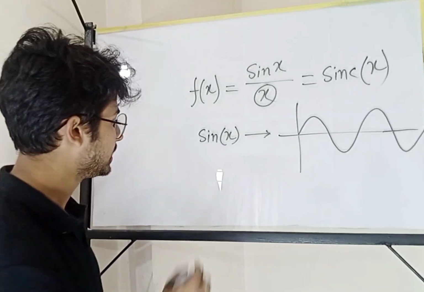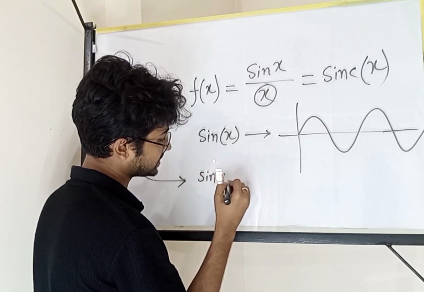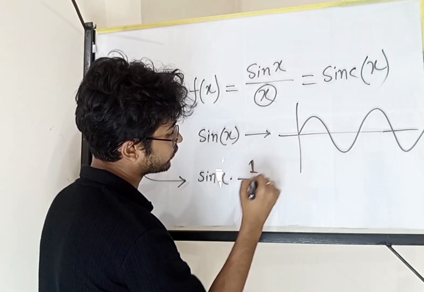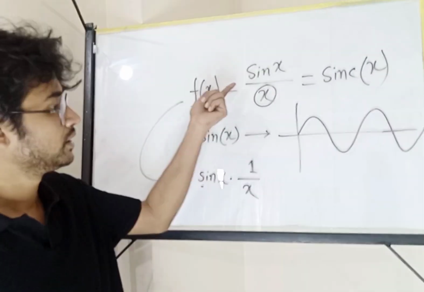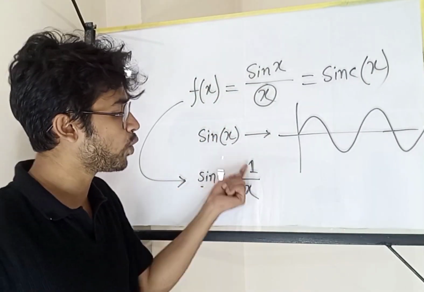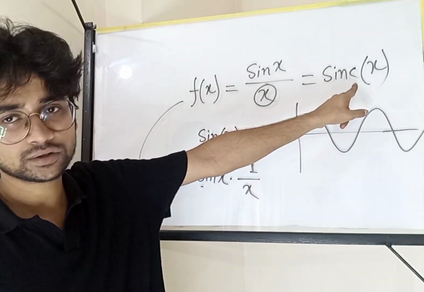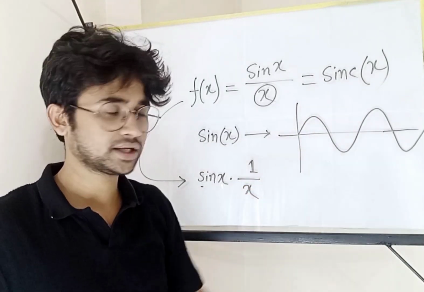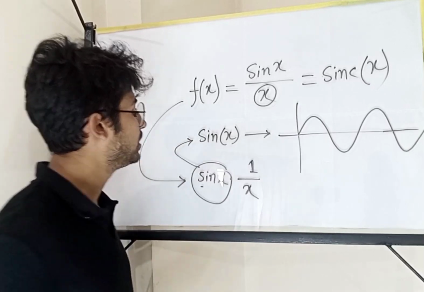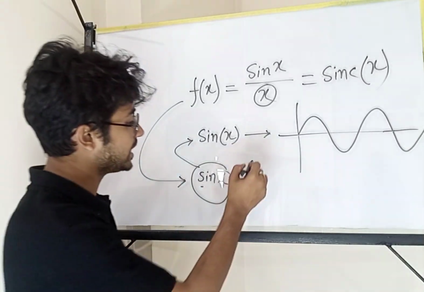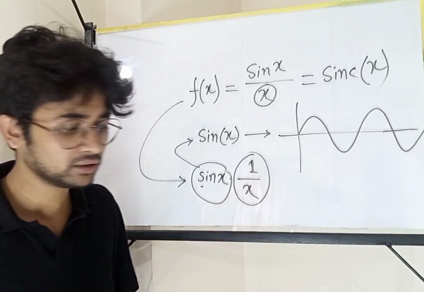You can write that if I write sine of x into 1 over x, this is equivalent to this, right? I'm just multiplying sine of x into 1 over x, which is nothing but this thing, and which is also called the sinc of x, the sinc function. So I have got the graph of this function from here, but I didn't get the graph of this other function.